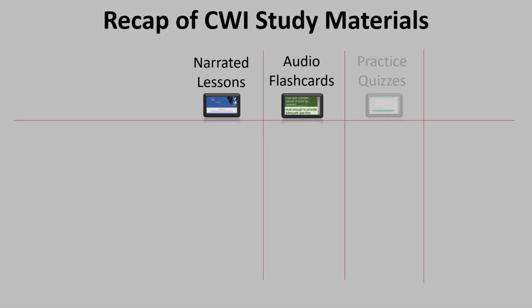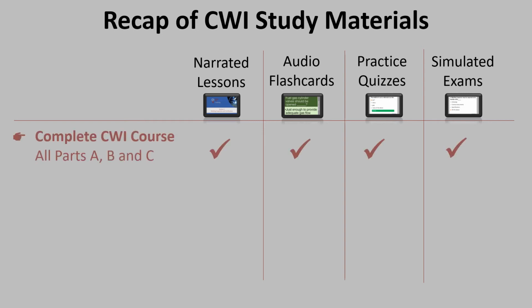So to recap our CWI study materials, we've got 4 basic sets of materials: narrated lessons, audio flashcards, practice quizzes, and simulated exams. So how do you get these? Well, if you purchase the complete CWI course that has all parts A, B, and C, you'll see here you get all 4 sets of the materials.